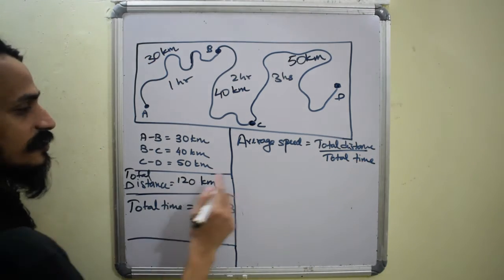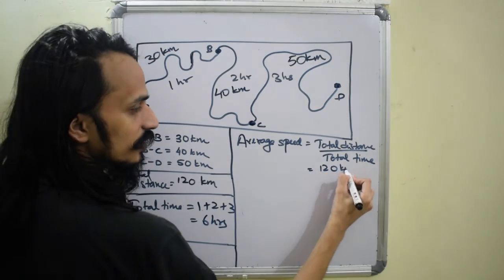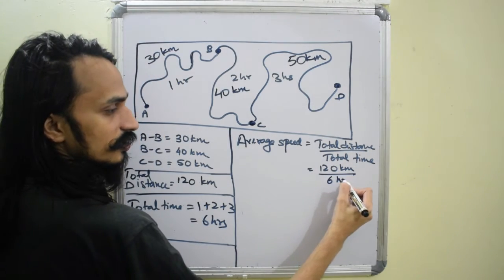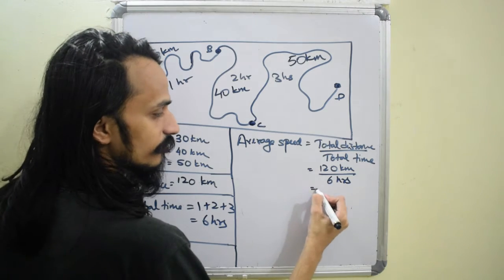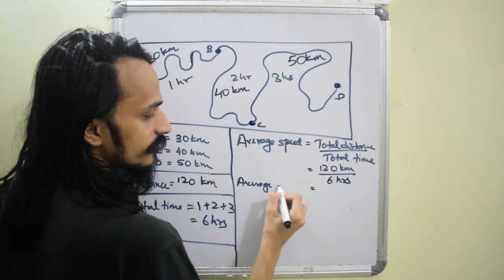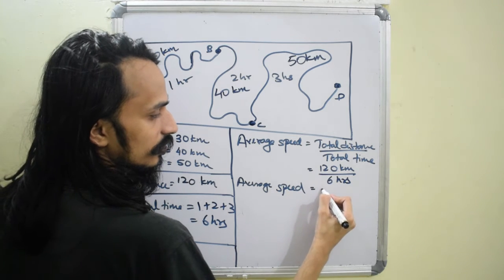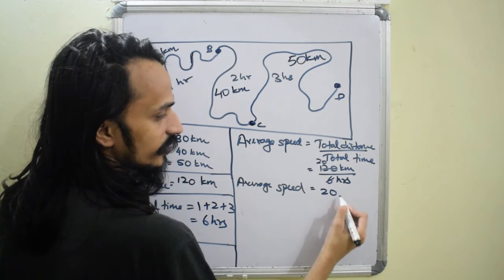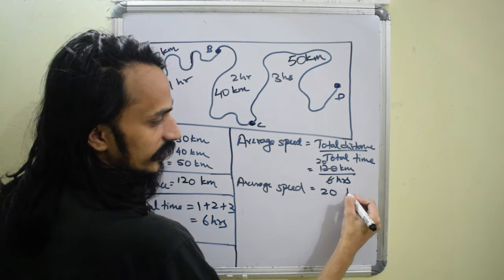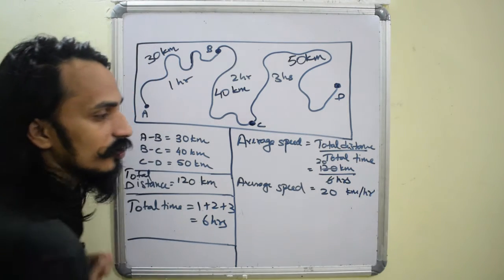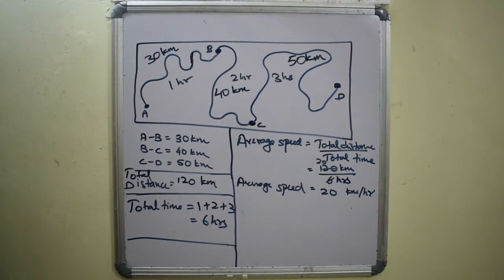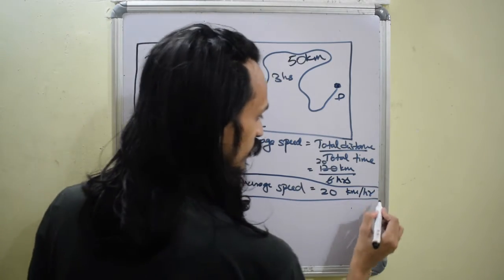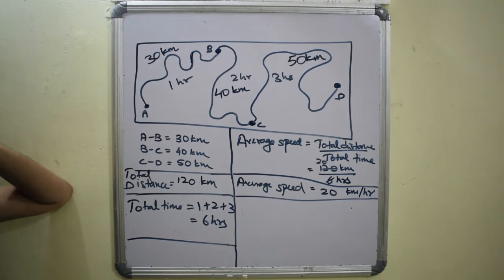Total distance is 120 kilometers, divided by total time, which is 6 hours. So average speed is 120 divided by 6. 6 twos are 12 and 0 is remaining, so it is 20. And for units, kilometer divided by hour, kilometers per hour. This is how I find average speed. This is the first thing we learned today: average speed is total distance by total time.